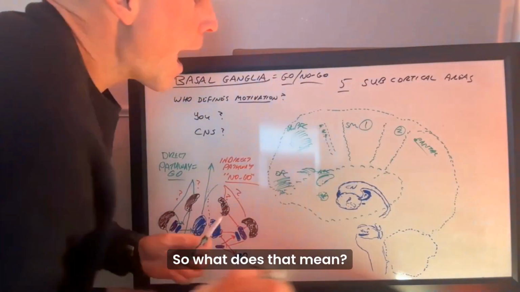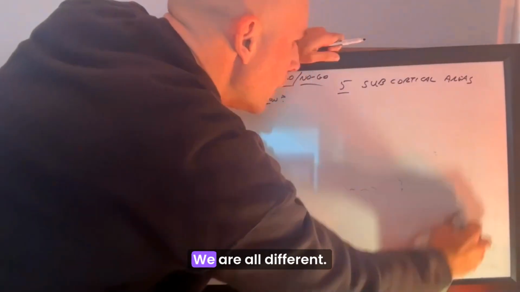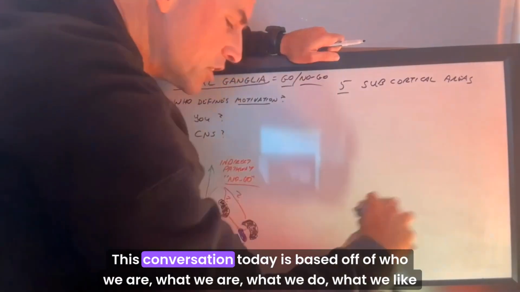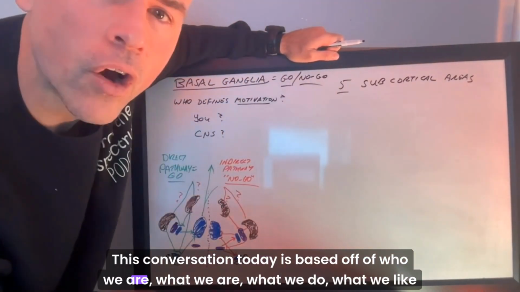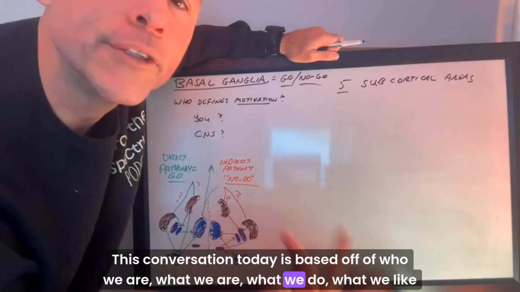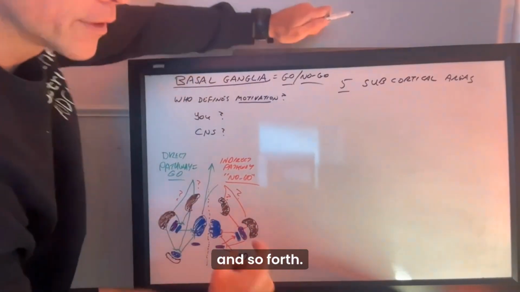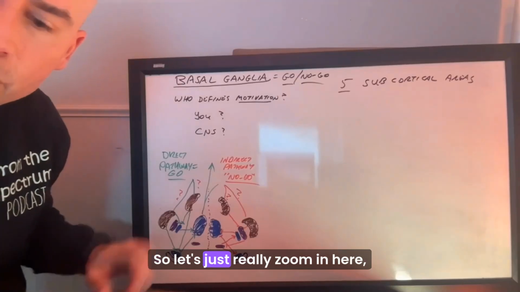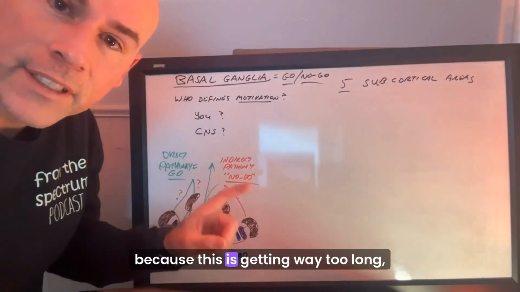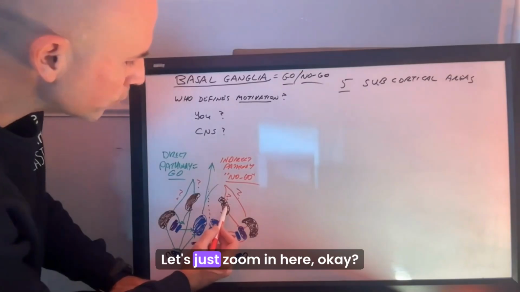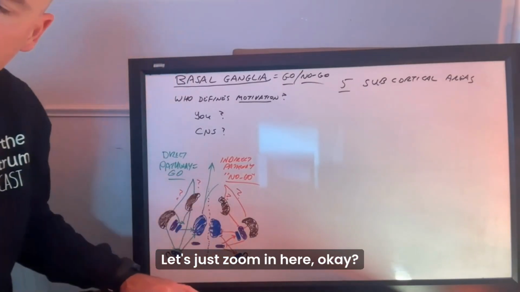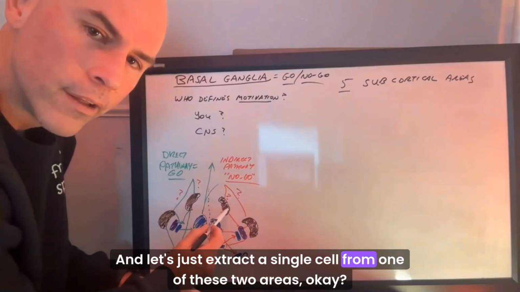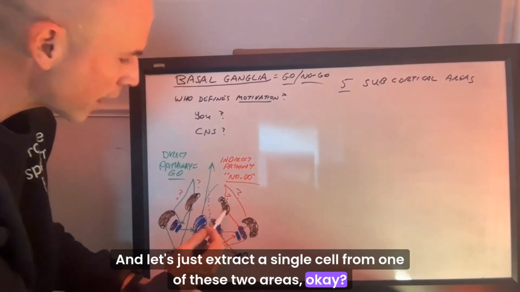So what does that mean? We are all different. This conversation today is based off of who we are, what we do, what we like, and so forth. This is why we're so different. So let's zoom in here, because this is getting way too long. Let's just extract a single cell from one of these two areas, okay?